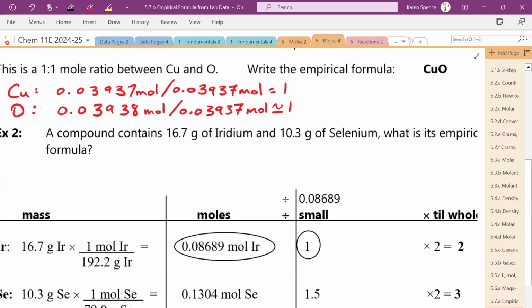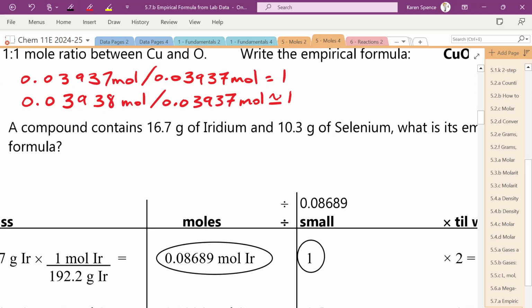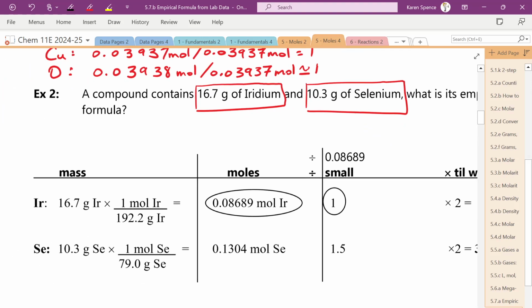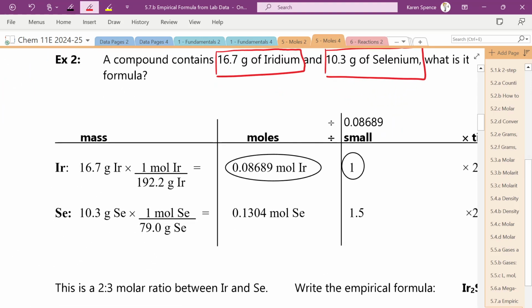Okay, here's another problem. We have a compound and it contains 16.7 grams of iridium and 10.3 grams of selenium. What is the empirical formula? So we know our mass, so find the mass. Oh, look, that's done. Mass to moles. Use our molar masses to convert.